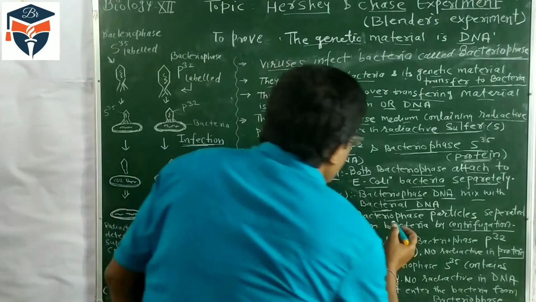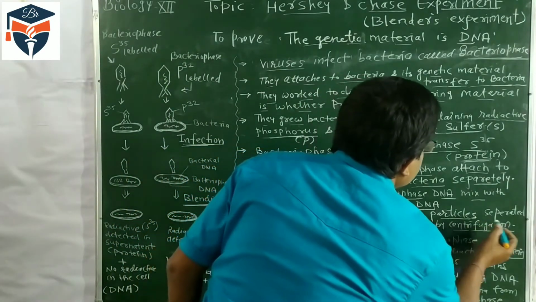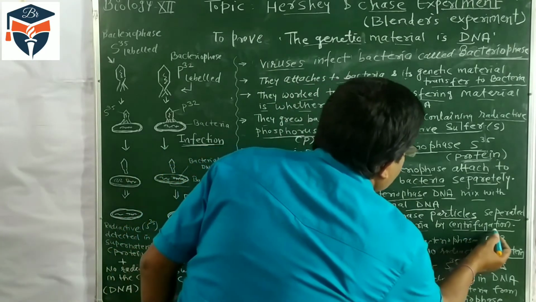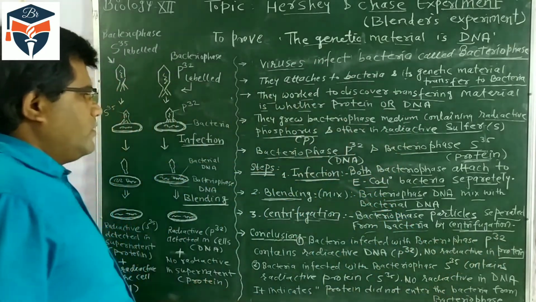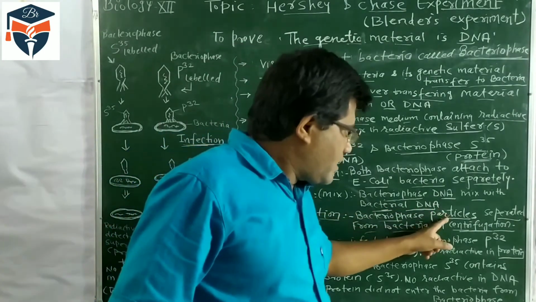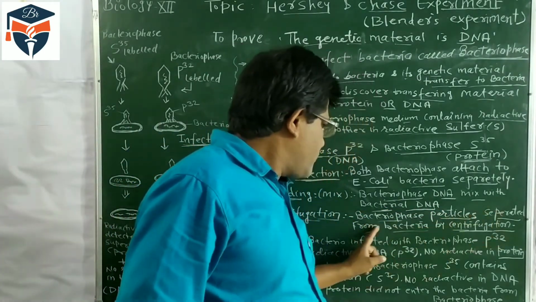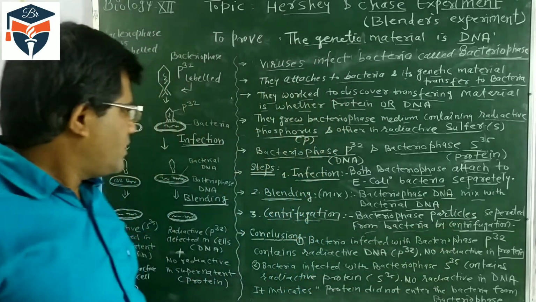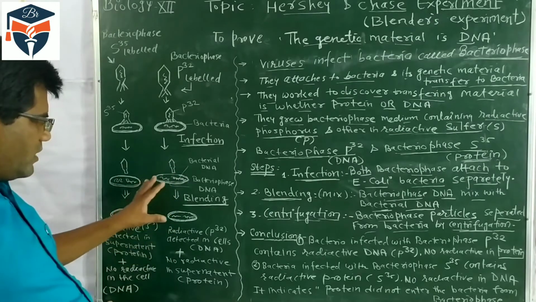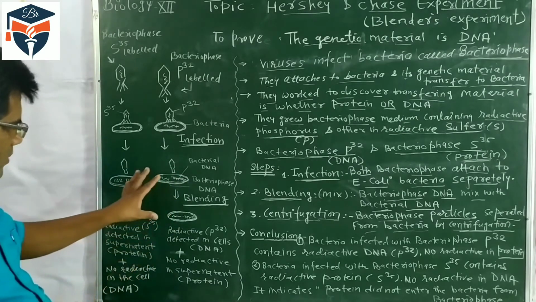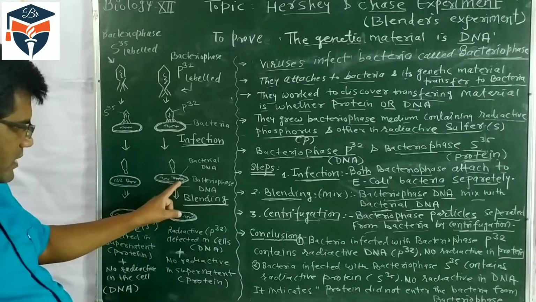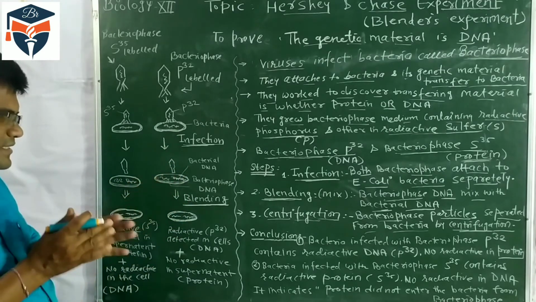What happened here? Bacteriophage particles are separated from bacteria by centrifugation. So by the centrifugation process, the bacteriophage particles are separated from the bacteria. So after the centrifugation is done, what happens? The bacterial material and the bacteriophage material are separated.